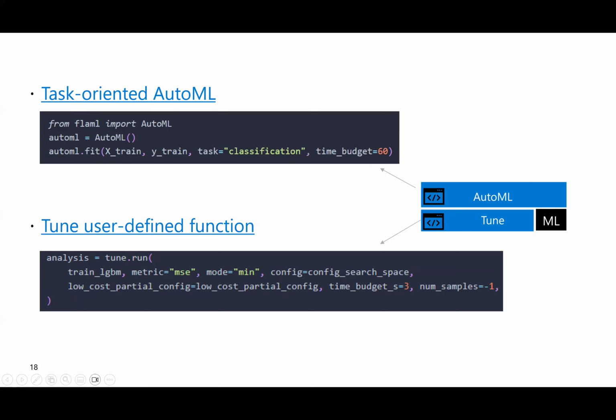So you just need to tell FLAML what kind of task you are working on, and set some of the budget and other parameters. And if you want to have full control on your own models and your own hyperparameter tuning, you can use the low-level user-defined functions. In this case, you just need to define the function you want to run by yourself, define the metrics and some other configurations, and also you can start with the training.